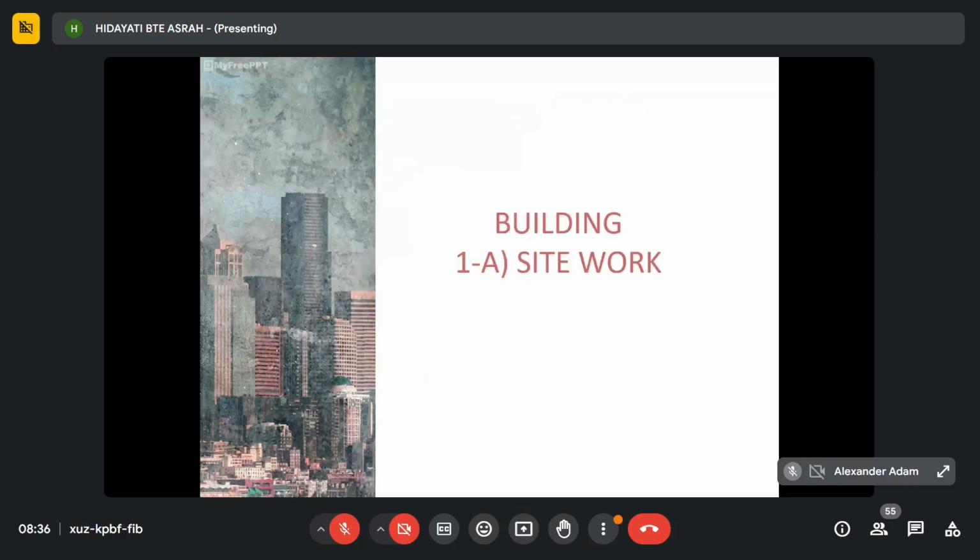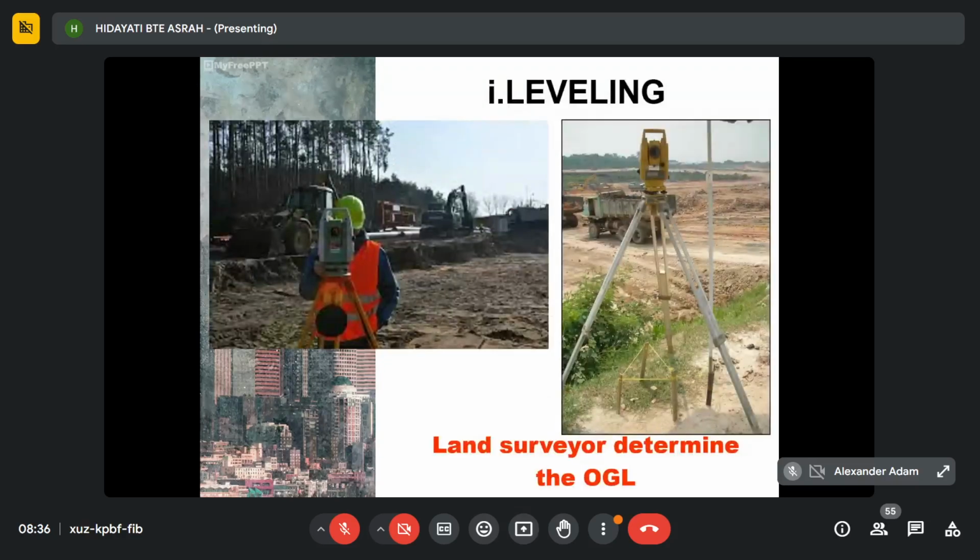Okay, first is the site work. Site work involves leveling. I believe for students from diploma, you already learned about leveling in your engineering survey. So, what is leveling?